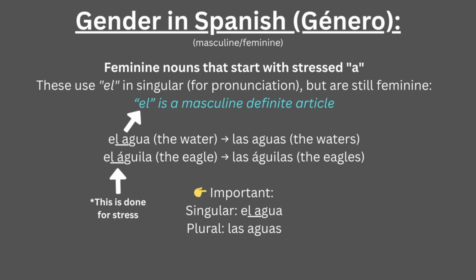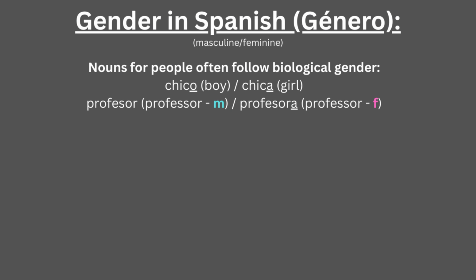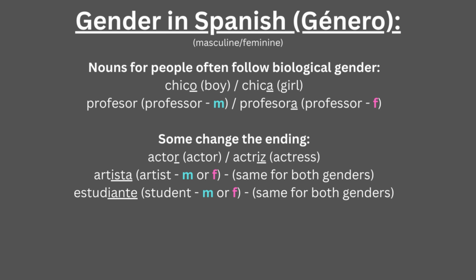Aside from noun endings, another factor for determining gender is biological gender that shows the person, like chico, chica, profesor, profesora. Nonetheless, some nouns can change the ending for gender, like actor, actriz, while other nouns can be used for both genders. Artista, estudiante. Articles and adjectives can help us identify the gender of such nouns in context.